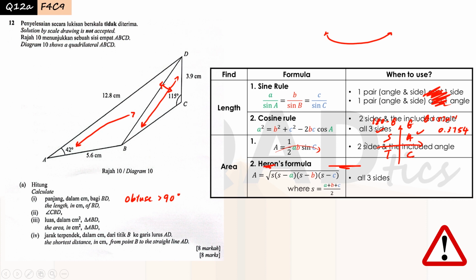And if you look at the situations when we want to use the formulas, you can see that this formula and cosine rule, the situations are the same. Two sides and the included angle. Two sides 12.8, 5.6, included angle 42 degrees. So we can use back the same information to calculate the area. So the tip here is cosine rule and this formula, the situations when we're gonna use both of them is the same.